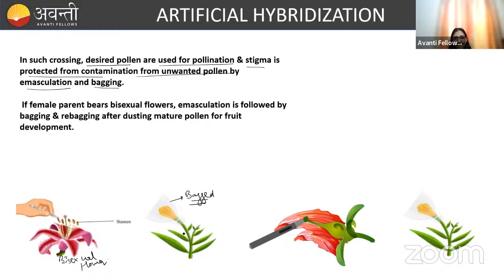So we bag the flower. Next we do the dusting of the desired pollen on the surface of the stigma. And again, we rebag the flower for the fruit development. So in artificial hybridization, we are promoting cross-pollination, or the pollination with the desired pollen grains.